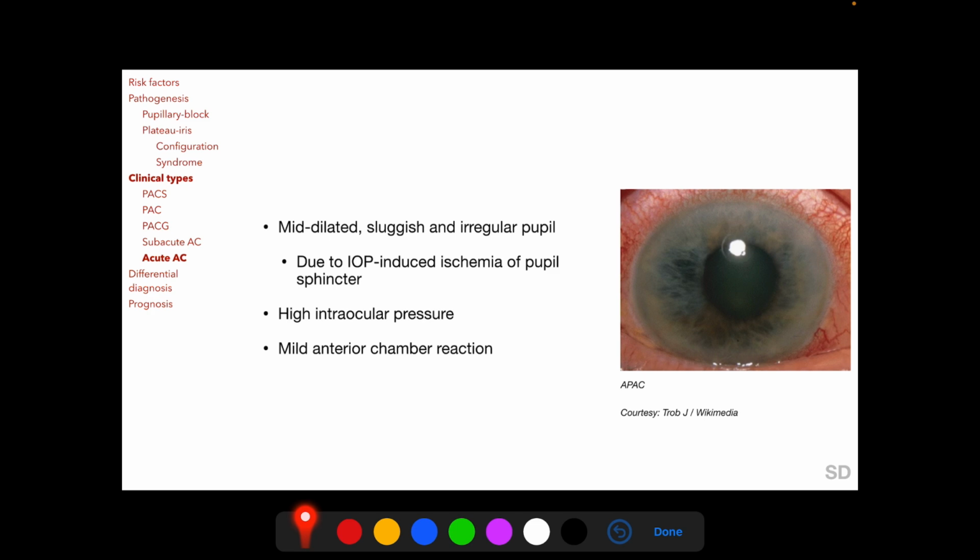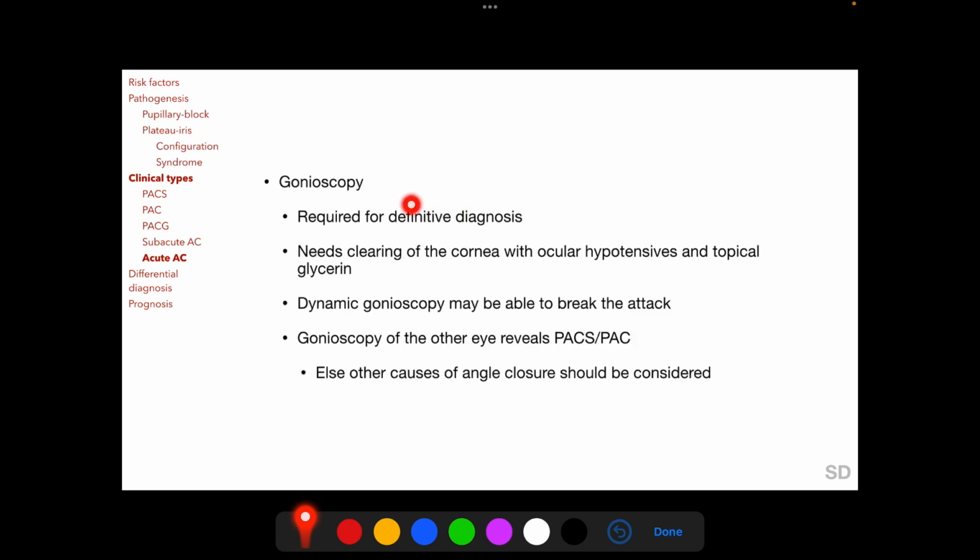And if the anterior chamber is severely shallow, the nasal aspect of the iris will remain dark and will not be illuminated by the light projected from the temporal aspect of the eye. Gonioscopy is required for definitive diagnosis of APAC, but since there is corneal edema, the cornea needs to be cleared before gonioscopy can be performed, and this can be done with either ocular hypotensives or application of topical glycerin. Topical glycerin application must be preceded by application of topical anesthetic, otherwise application of glycerin on the eye is painful.